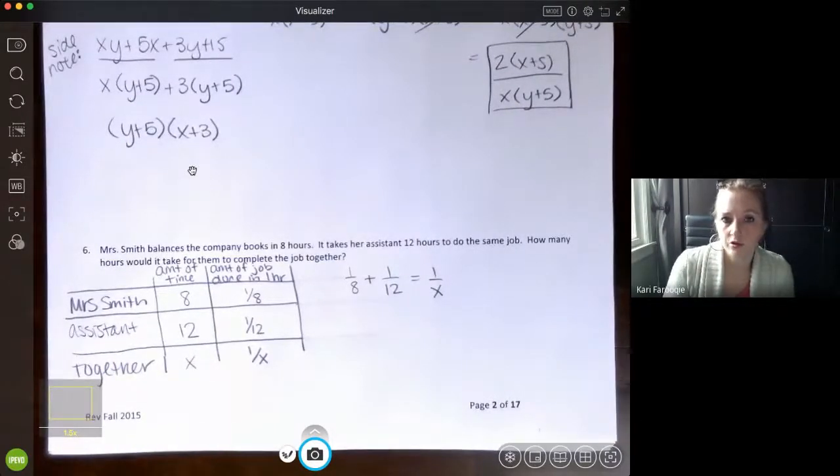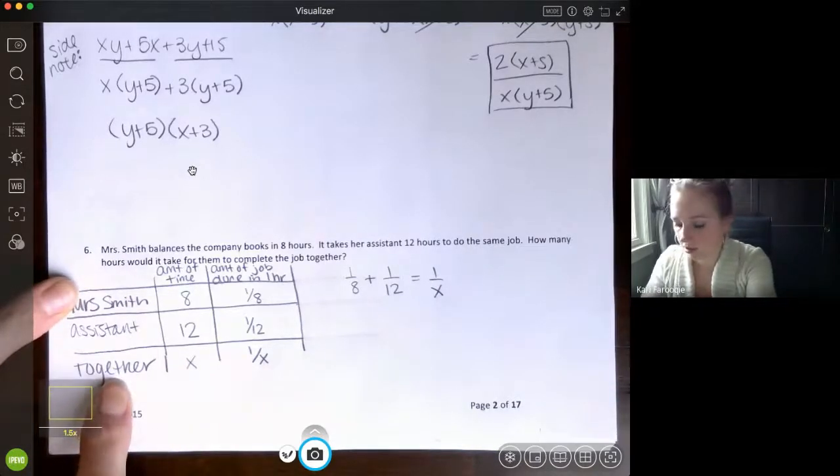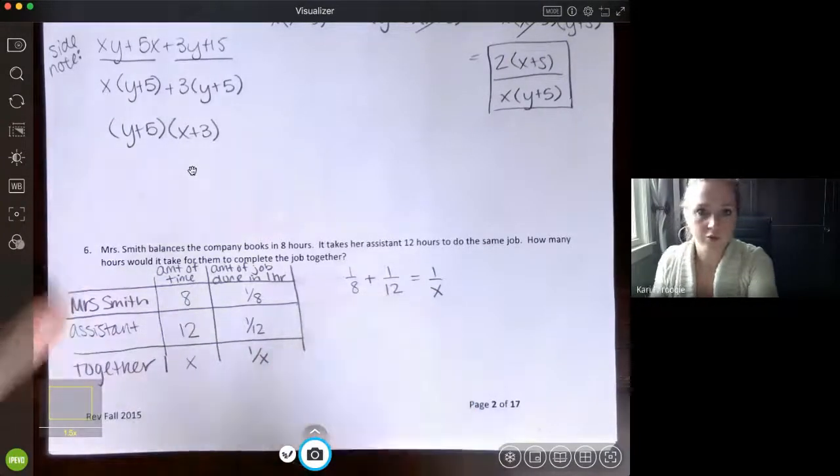And since we know these quantities are equal, we're going to be able to solve for X by solving this rational equation. And these work problems pretty much all go the exact same way. The only difference would be if you were given information about Mrs. Smith and the assistant together, and then you were asked to solve for what the assistant was doing, then those two terms would just be switched.